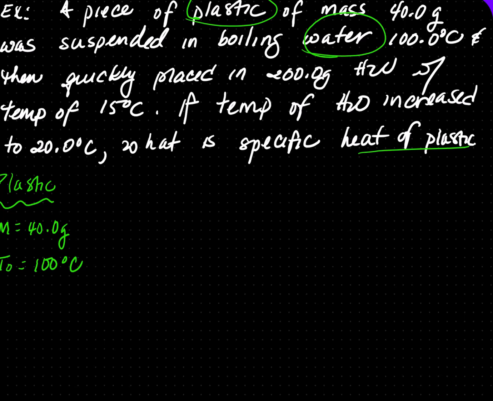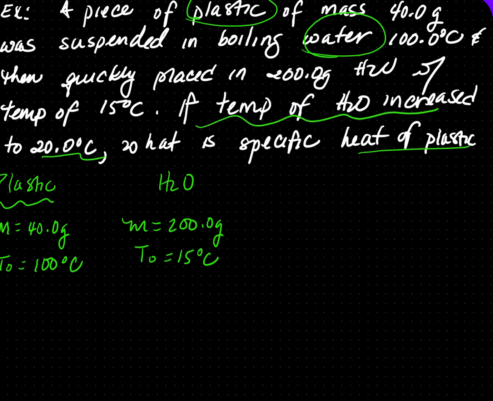After it was placed in the boiling water, it was removed from the boiling water and placed in another water that has a mass of 200 grams with the initial temperature of 15 degrees Celsius. If the temperature of the water increased to 20, that is my final temperature of water, that means the plastic must also have a final temperature of 20, because this is a Q hot, Q cold. All the heat released by the plastic needs to be absorbed by the water until they reach thermal equilibrium.